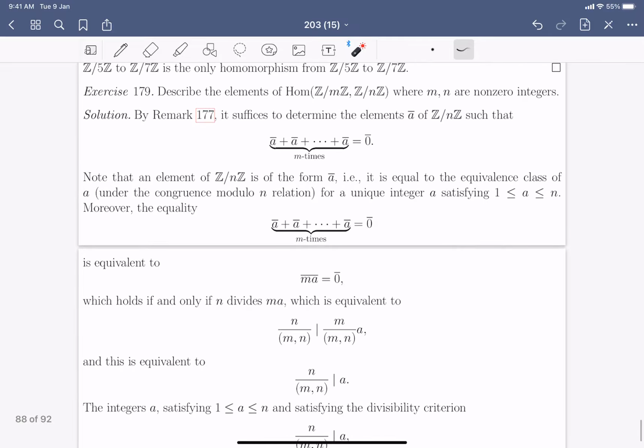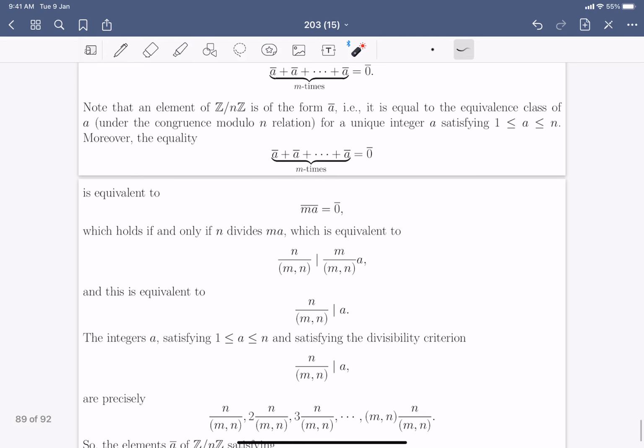Great. So note that an element of Z mod nZ is of the form a bar. This is the equivalence class of some integer a under the congruence modulo n relation, of course. And this holds for a unique integer a lying between 1 up to n. Then this equality is equivalent to saying that m a bar is 0. In other words, we are saying that n divides m a.